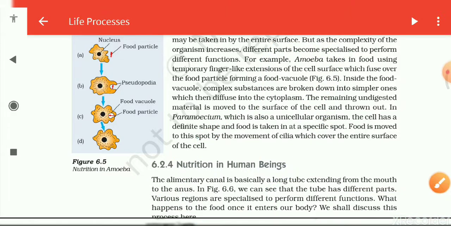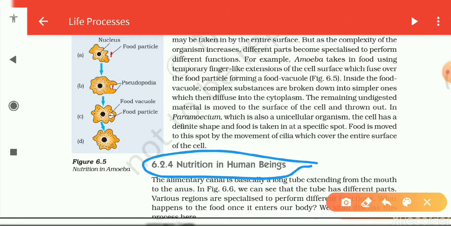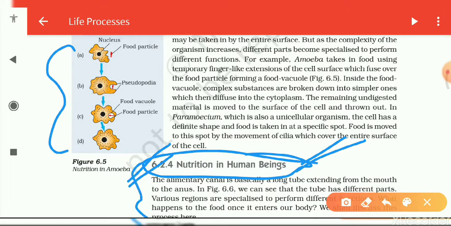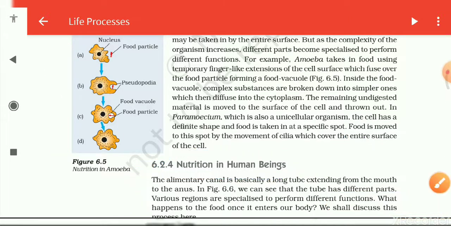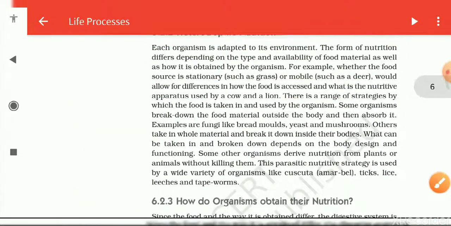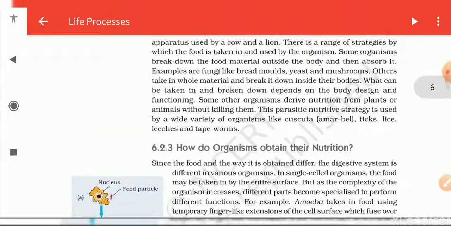Then in the next video I will explain nutrition in human beings. The same process will come here also, the different steps in nutrition. The same steps will come here: first ingestion, then digestion, absorption, assimilation, and egestion. Same process will come here. If you study all of this, you will better understand this topic also. So study all these lines and try to understand.